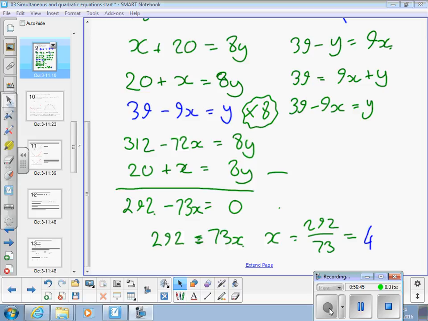So from there, I've done that subtraction. I've then added 73 to both sides to end up with 292 equals 73x, and then divided both sides by 73, so x is equal to 292 over 73, which is 4.